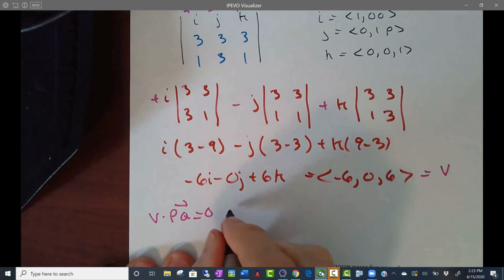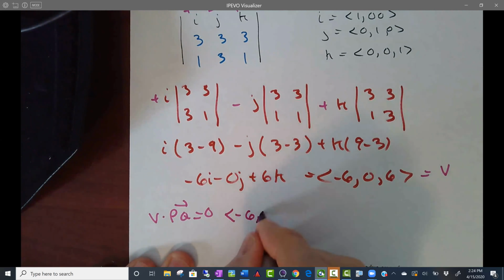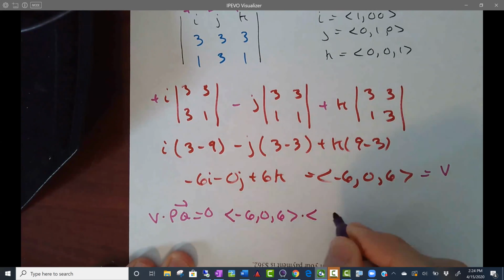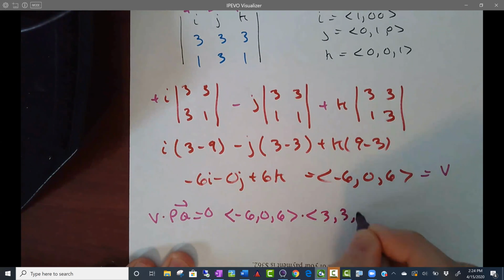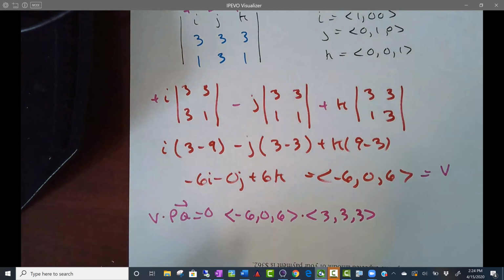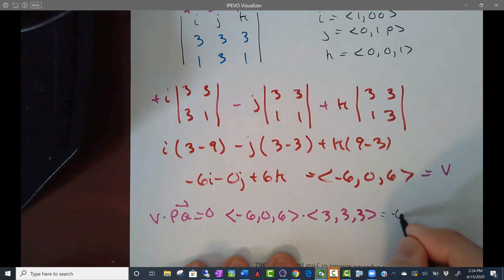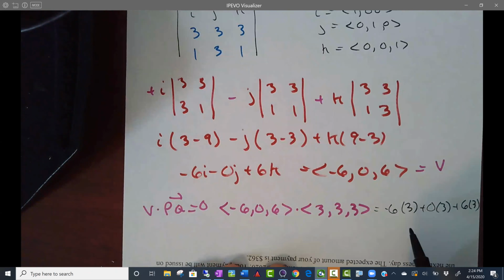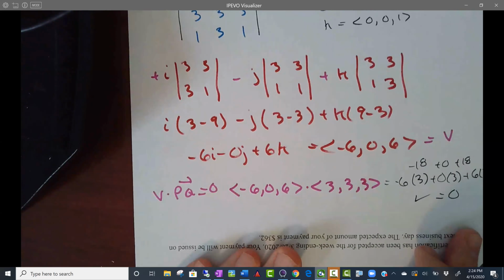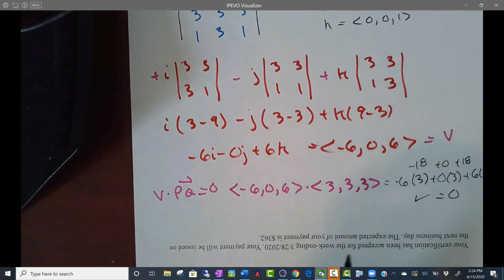So let's take a look here. Negative 6, 0, 6, dotted with, where was it, 3, 3, 3? Yep. Thank you. So that's going to be negative 6 times 3 plus 0 times 3 plus 6 times 3. I'm kind of running out of room there, but I got enough. So it's going to be negative 18 plus 0 plus 18, and that's 0. And that's perfect. That's what we were expecting if two vectors were perpendicular.